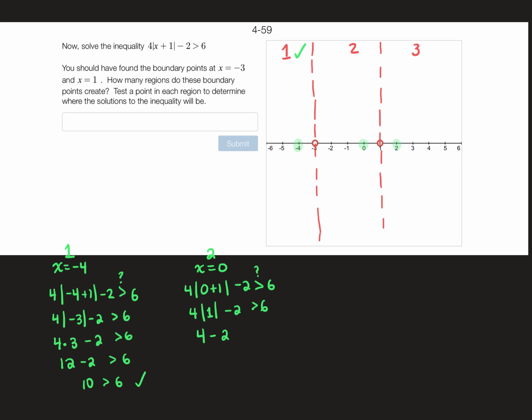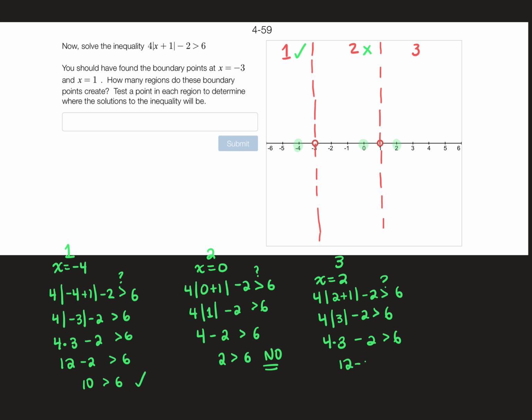So let's try region 3. Once again, I've already picked ahead of time x equals 2, so I'm going to plug that in. 4 times the absolute value of 2 plus 1, minus 2. I want to see if that's greater than 6. So 4 times the absolute value of 3. That's 4 times 3, and we get 12 minus 2, which is 10. And once again, we see that that works.